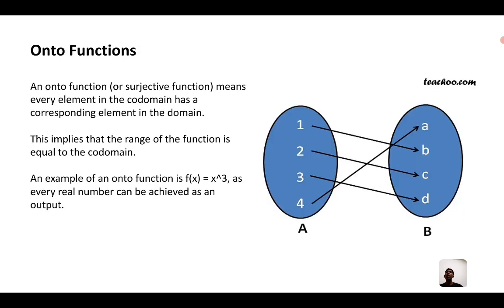Onto function. An onto function, or surjective function, means every element in the codomain has a corresponding element in the domain. This implies that the range of the function is equal to the codomain. An example of an onto function is f(x) = x³, as every real number can be achieved as an output.